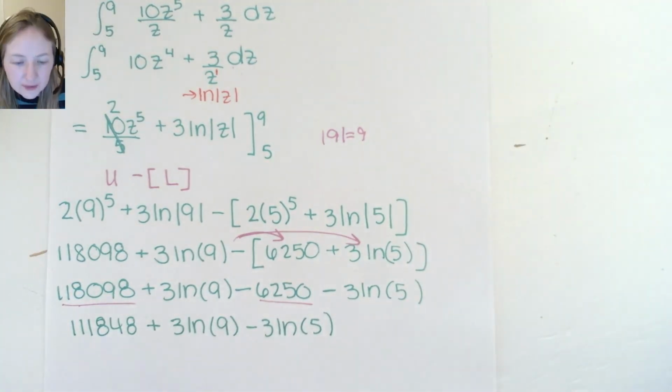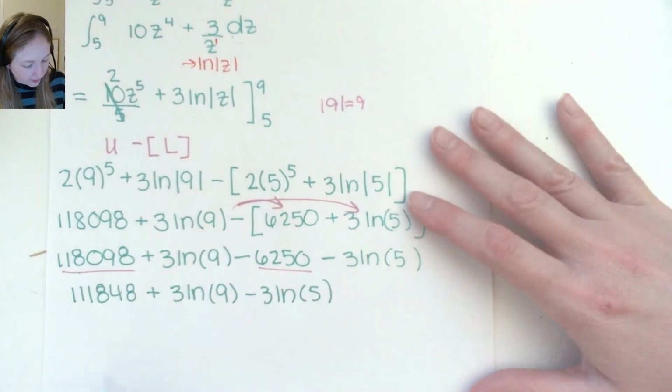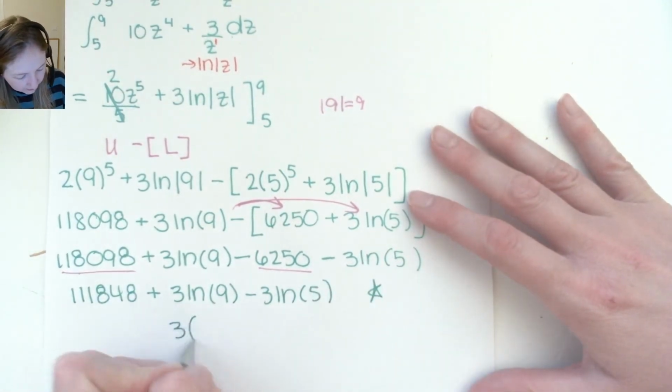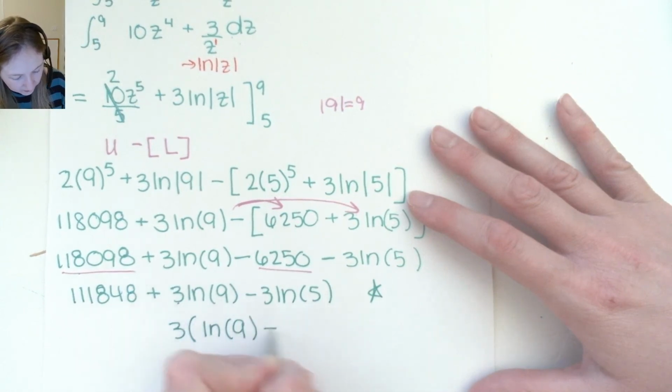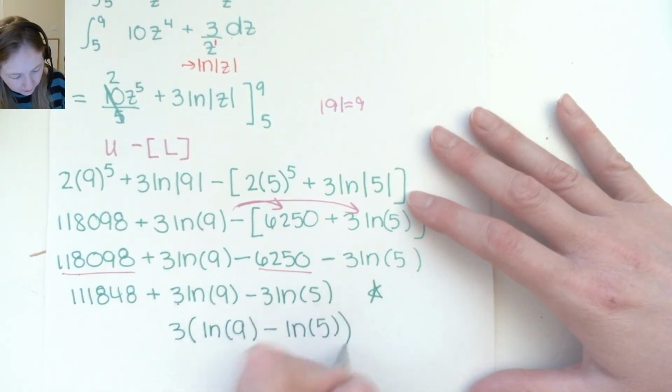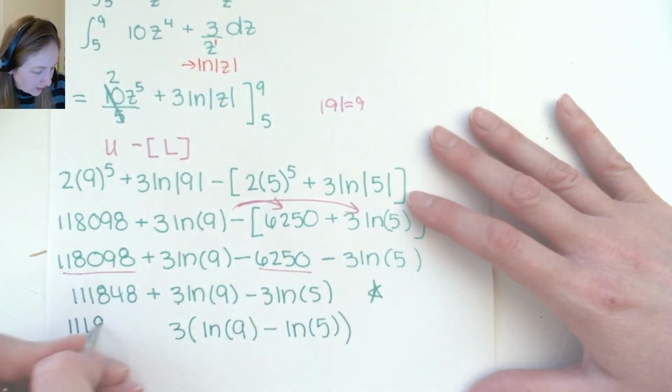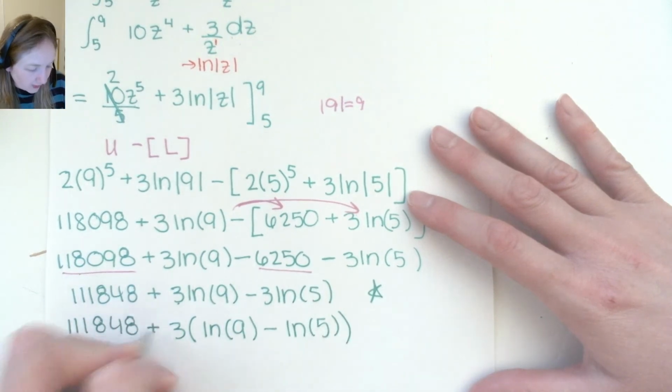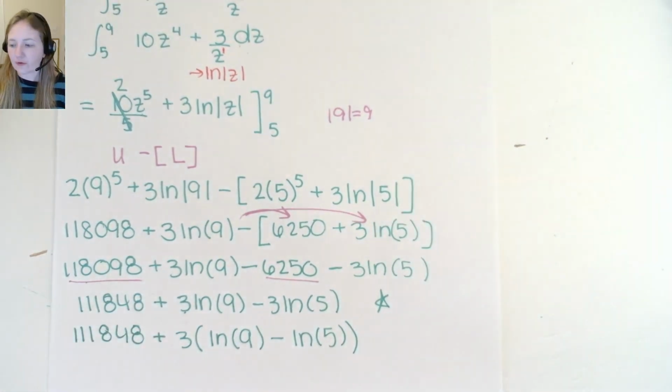There is one thing that you could do to simplify. You could factor out a GCF here of 3 from these two terms, and that will give you natural log 9 minus natural log 5. So you might see the GCF factored out in the final answer, and that's just because there is a GCF there of 3 for both of those terms.